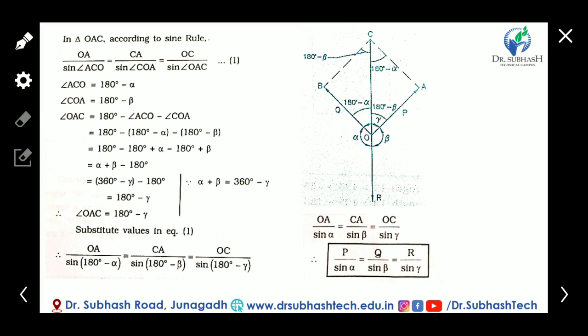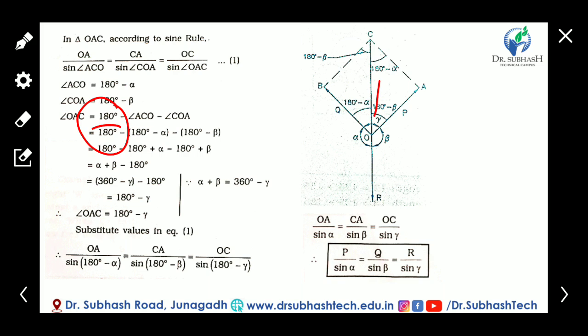Now another angle is COA. COA is 180 minus beta. Now the third angle is OAC. So this angle is not known. So what will we do?